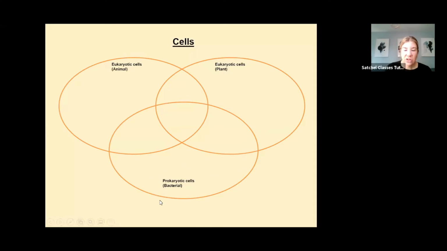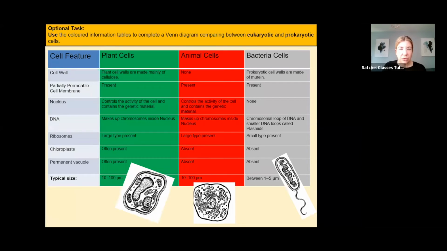And here you've got the prokaryotic cells with some overlaps as well. So again, you're more than welcome to pause the video here and put this information into Venn diagrams for your notes.